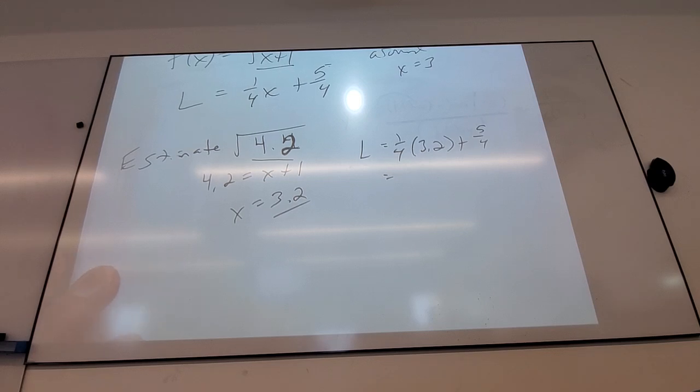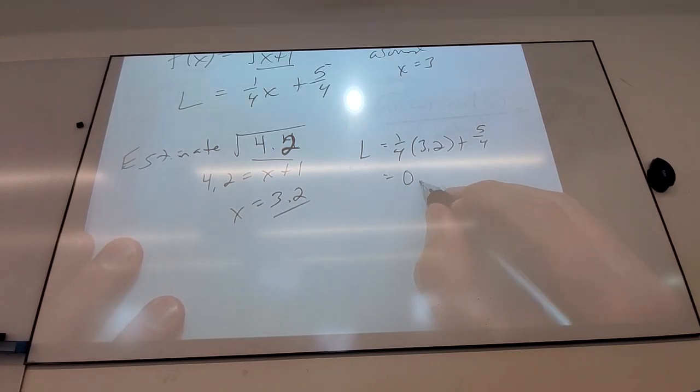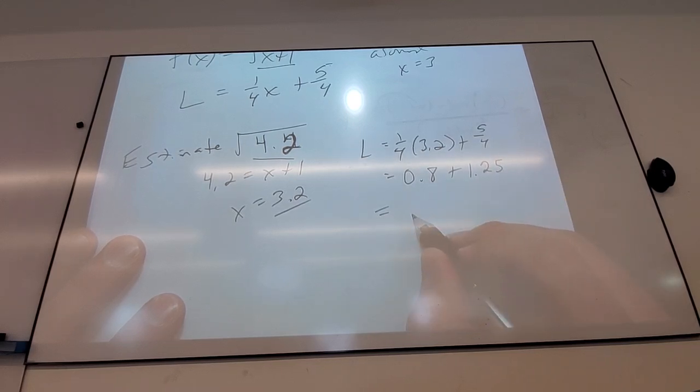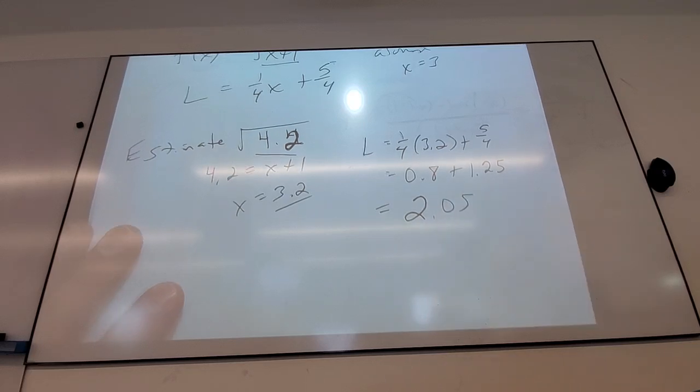What's 1/4 of 32? What's 32 divided by 4? So what's 3.2 divided by 4? 0.8. And what's 5 divided by 4? That's right, kids. And so what do I get here? 2.05.